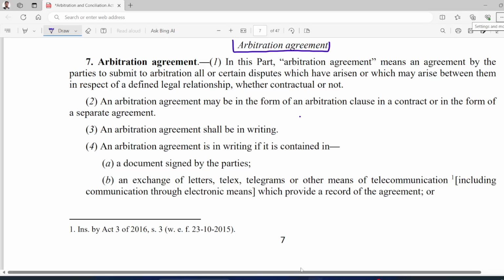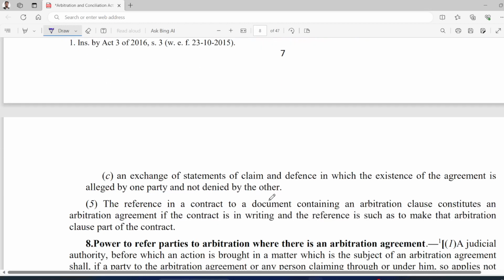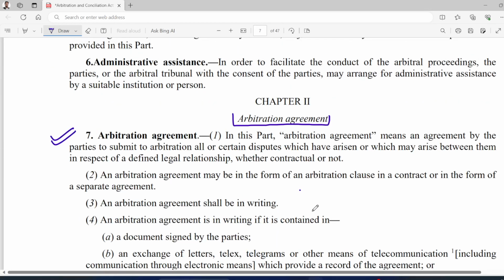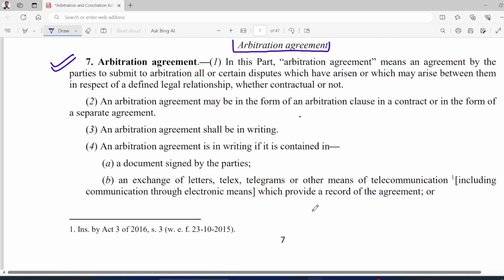This is lecture 3 of the Arbitration and Conciliation Act 1996. I am back with you, and in this video I am going to discuss the Arbitration Agreement, Section 7. What is the meaning and the scope of an arbitration agreement? Section 7 has around 5 subsections. This is something that we always check first whenever we are referring to a section.